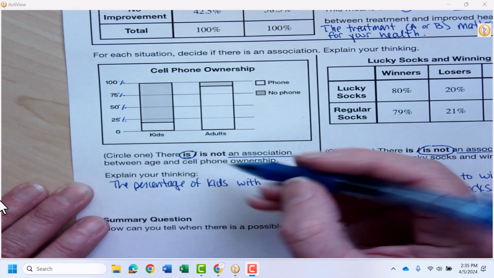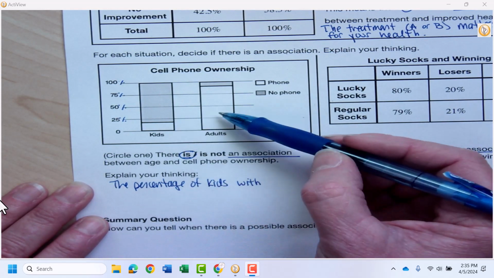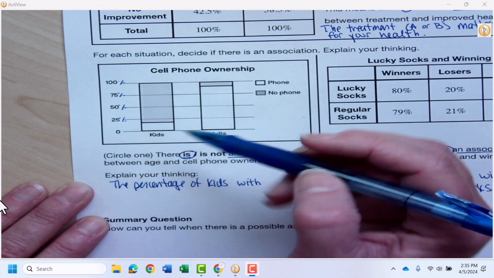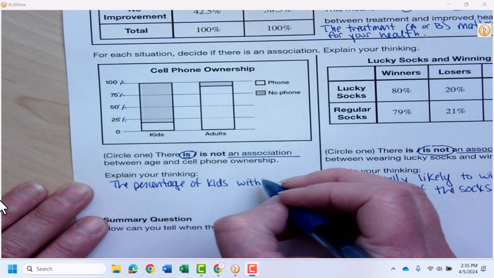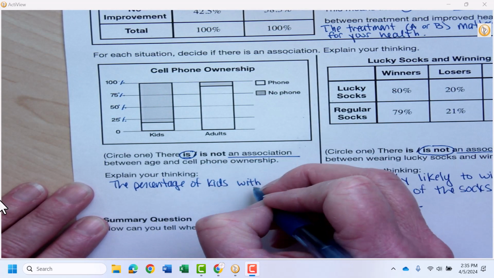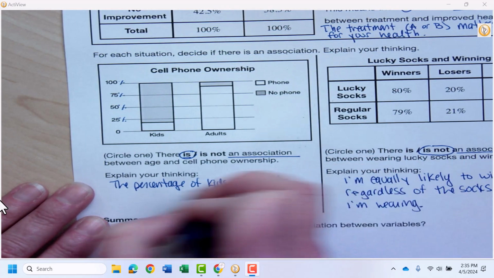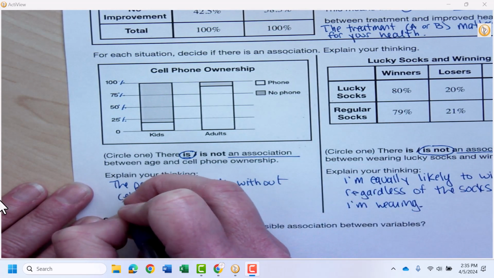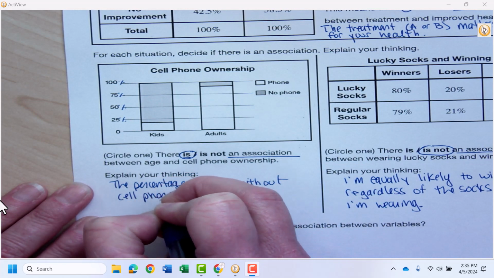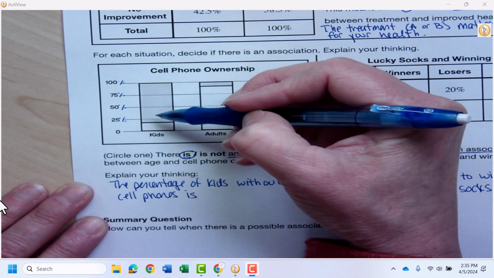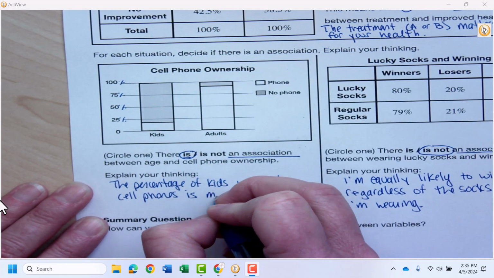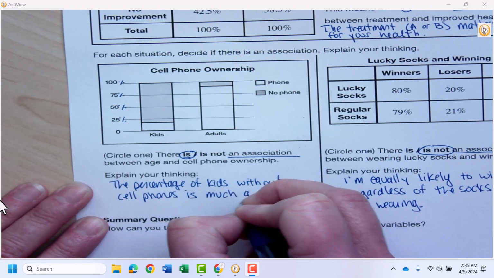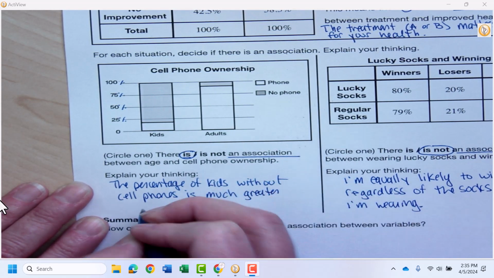I could say the percentage of kids with phones and compare that, but I figure you'd be more focused on the number that don't have phones. The percentage of kids without cell phones, that's the shaded part, is much greater than the percentage for adults.